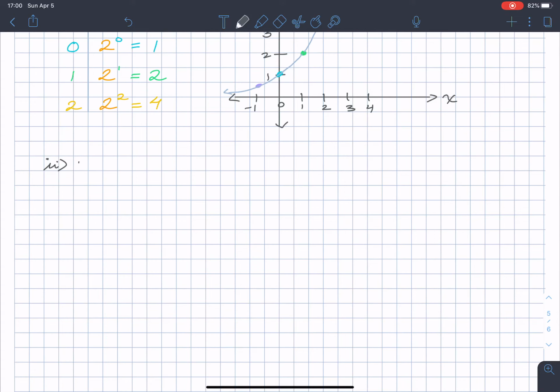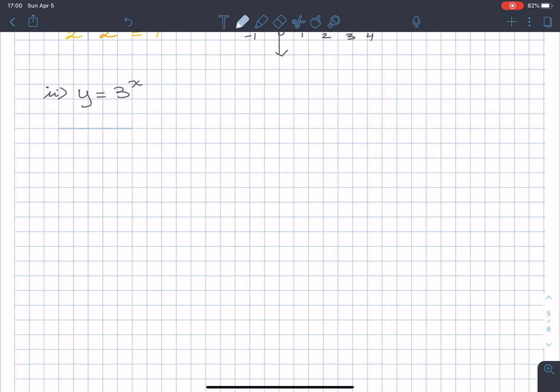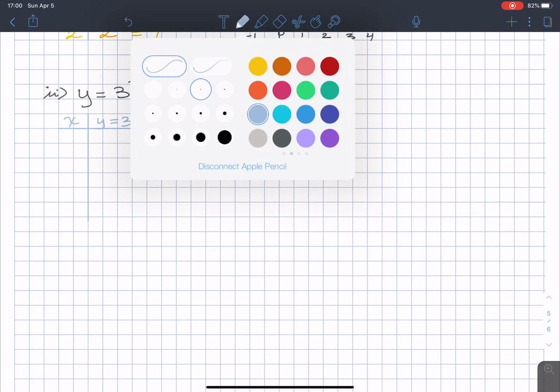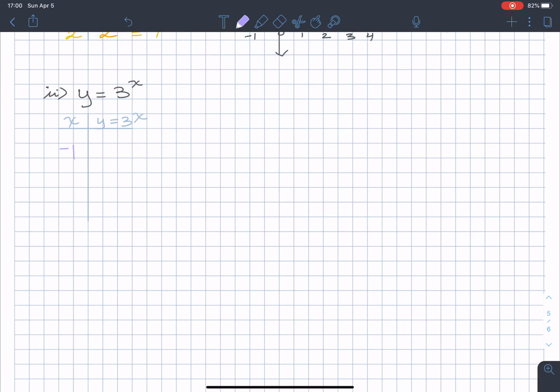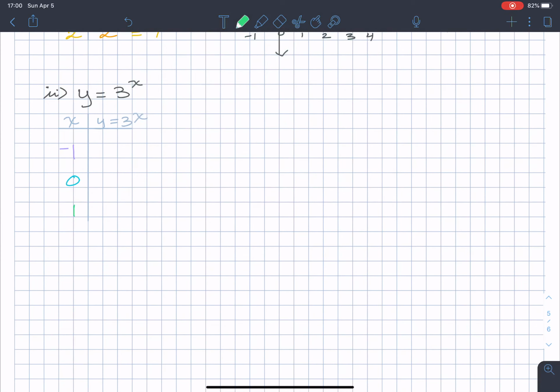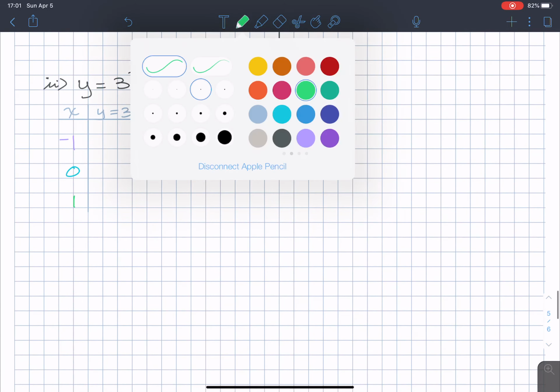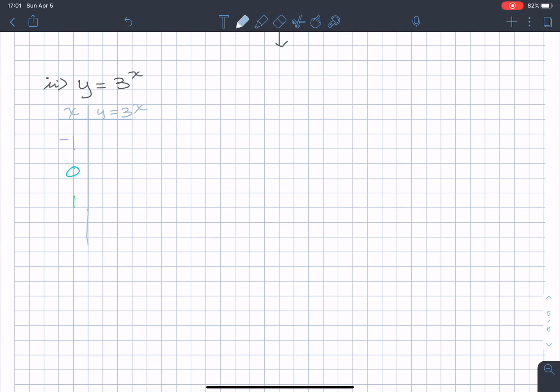Okay, so number 2. Let's plot y is equal to 3 to the x. Okay, so once again, I'll do a t-chart. So I have my values for x. I have my values for y is equal to 3 to the x. So once again, I'll plug in negative 1, 0, and 1. I could plug in 2, but that would bring me all the way up to 9. So I'm not sure if I want to draw something that large. But I suppose I can. What the heck? I'll make it large.